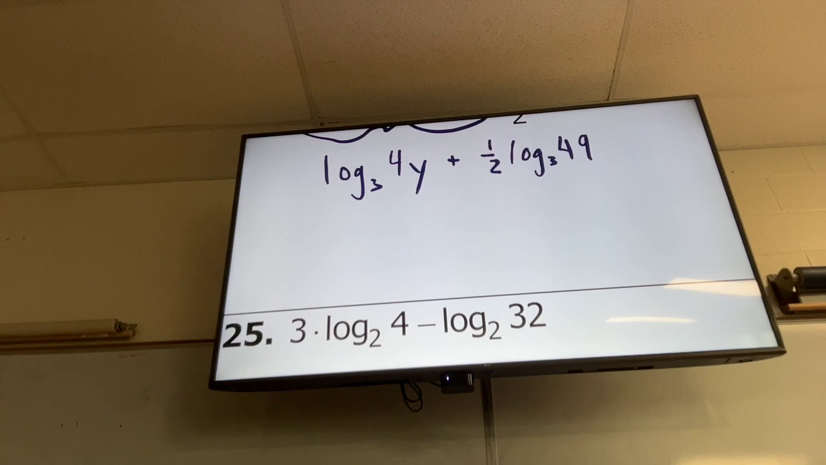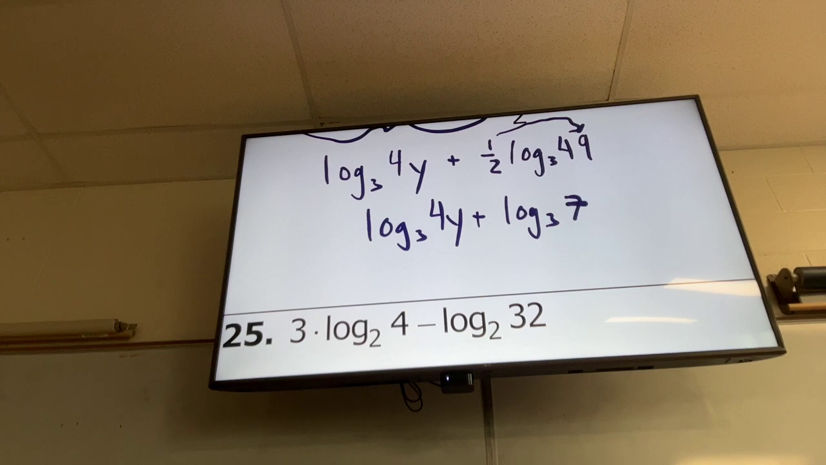I think you're on the right track. I've got to take that 1/2 and move it inside. You can't combine two logarithms if one of them has a coefficient. What's 49 to the 1/2? And then this is log base 3 of 28.